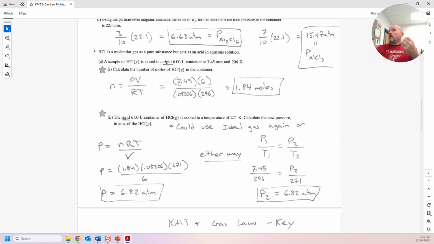And remember, expect the outcome, right? Pressure and temperature are directly proportional. So if you cool down the temperature, the pressure is going to decrease. Okay.